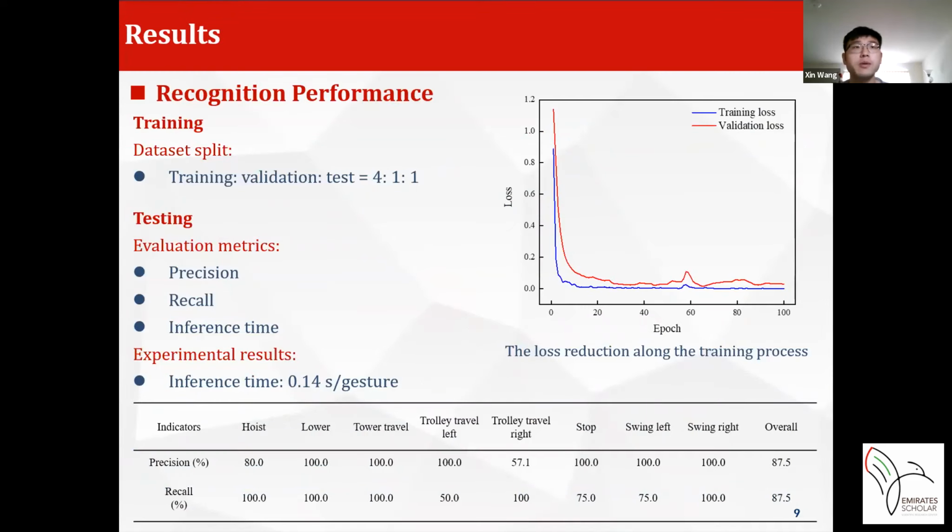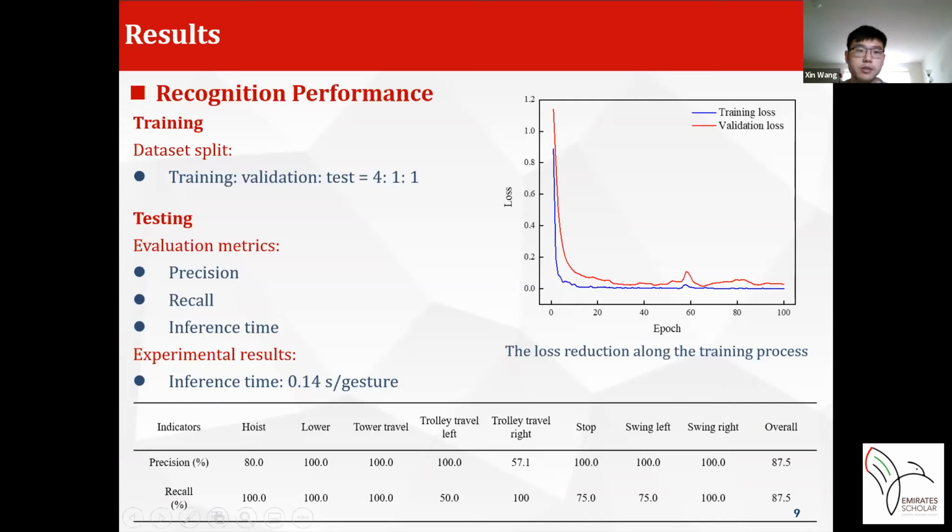As for the recognition performance, in the training phase, the ratio of the training set to the validation set to the test set is 4 to 1 to 1. And this figure shows the loss reduction of the classifier along the training process. In the testing phase, precision, recall, and inference time are selected as the evaluation metrics. The precision is defined as the ratio of true positives to the sum of true positives and false positives. And the recall refers to the ratio of true positives to the sum of true positives and false negatives. And the inference time is the processing time of a trained model to make a prediction.